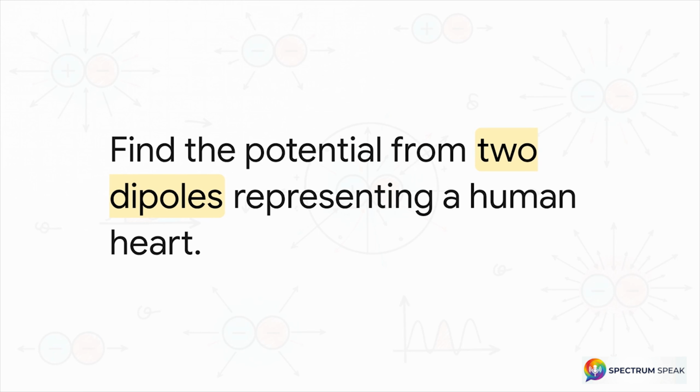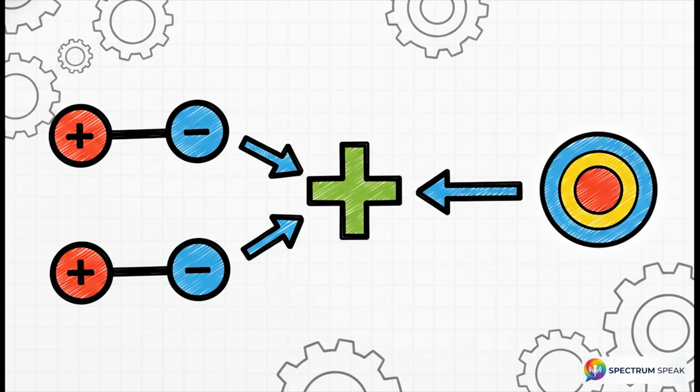We need to find the potential at the origin from 2 different dipoles. Dipole 1 is sitting at z equals -2 with a dipole moment of -5 a_z nanocoulomb meters. Dipole 2 is at z equals 3 with a moment of 9 a_z nanocoulomb meters. All right, here's the step-by-step logic.